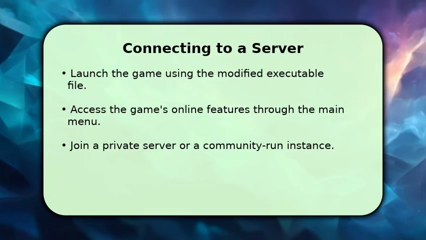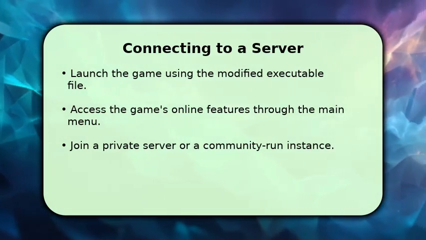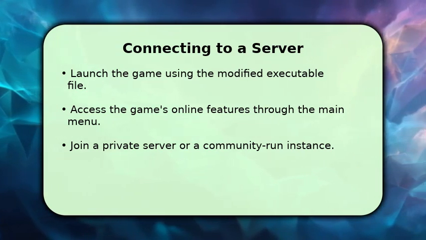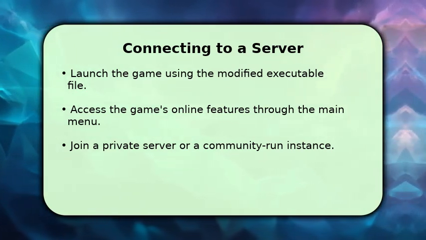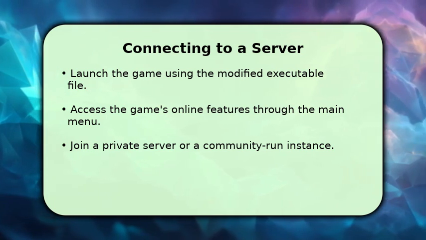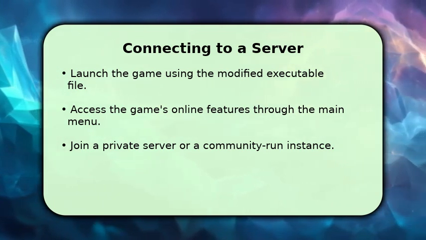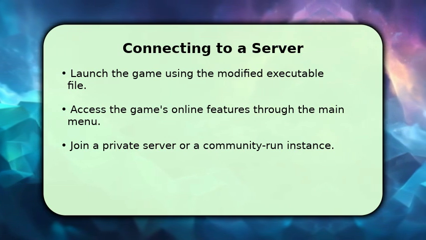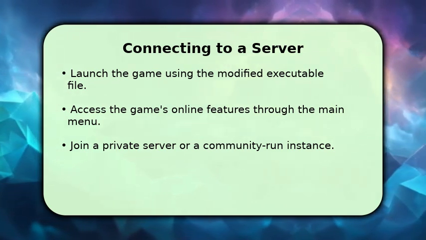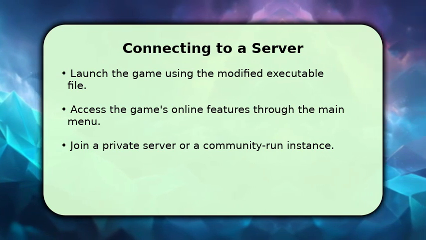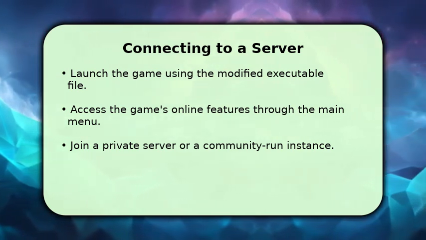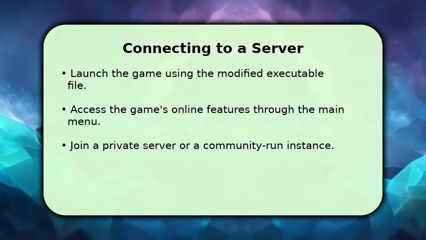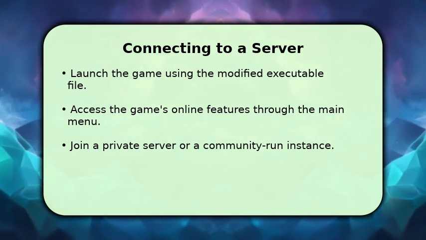With the modifications in place, you are now ready to connect to an online server. Launch Dark Souls 3 using the new, modified executable file, not the original one. Once the game loads, navigate to the Online Features section from the main menu. Here, you should be able to see options to join a private server or a community-run instance. Follow the on-screen instructions to establish your connection and begin your online adventure.